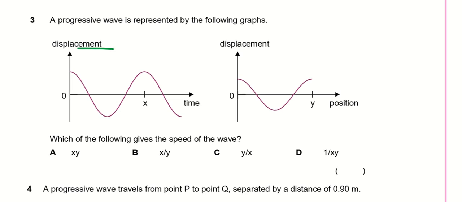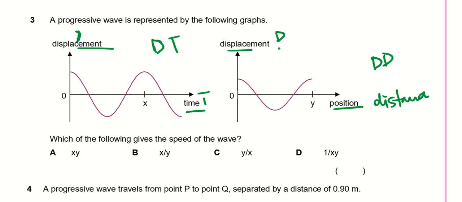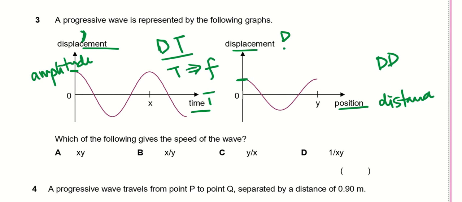So the graph axes are a displacement-time graph, and we also have a displacement-position graph. This position is effectively a distance graph. So it is our d-d graph and our d-t graph. What can we get from the d-t graph? We can get period, and then frequency. We can also get amplitude, which is the maximum displacement. From the d-d graph, we can get wavelength, and we can also get amplitude.